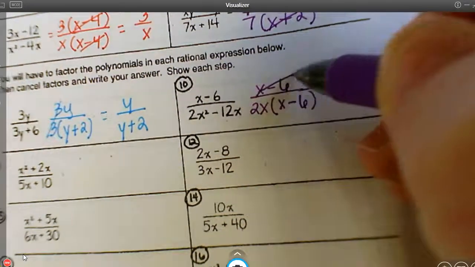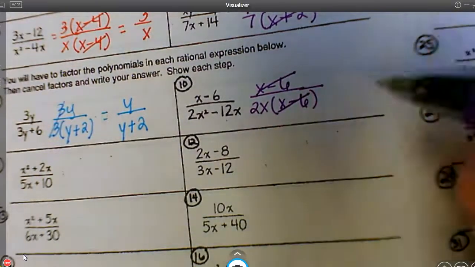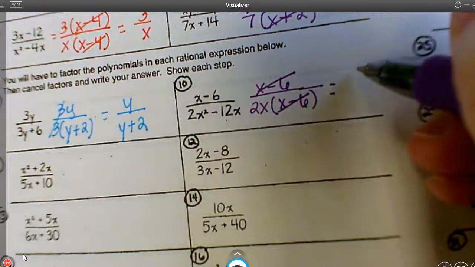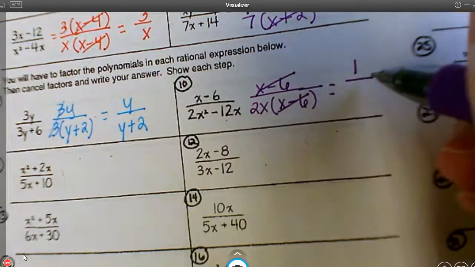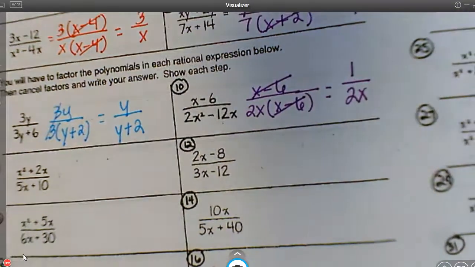At that point, all of our x minus 6's go away. There's nothing on the top, but remember, when there's nothing on the top, we let that be a 1. And then on the bottom we have a 2x.